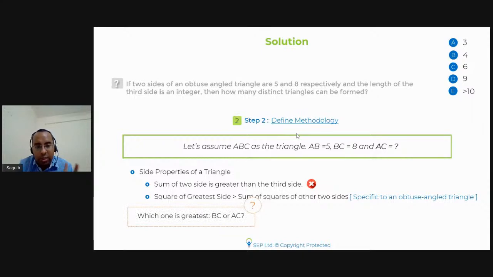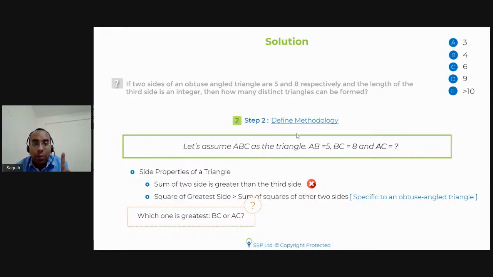Now the next important question: which one is the greatest? Is it BC or is it AC? Anyone? This will decide whether you have solved the question correctly or not, mostly. Which side is the greatest? Is it BC or is it AC? Okay, I can see AC, BC. Sahil says both can be greater. Malik, both, which is good, guys. That is what I was looking for.